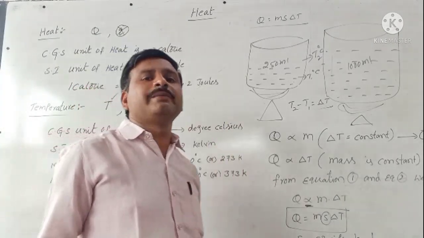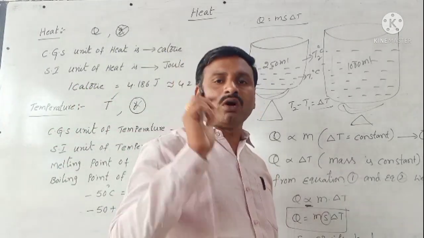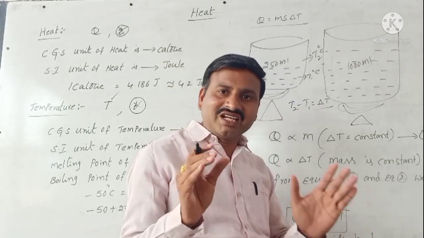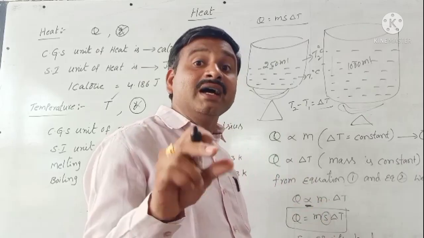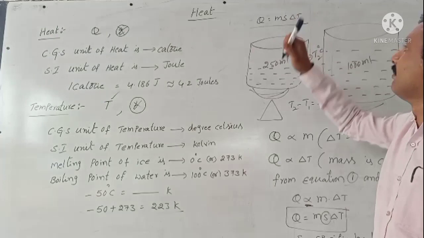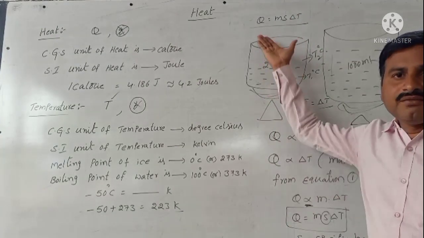Specific heat always depends upon the nature of the object. It is a very important point. So Q equals m s delta T is derived.